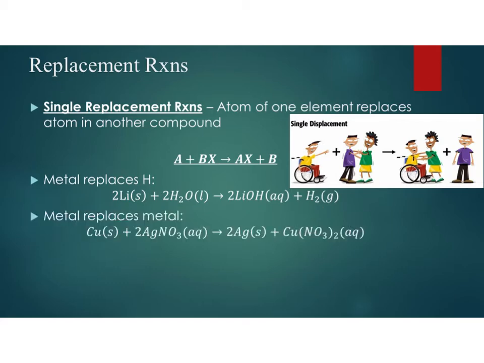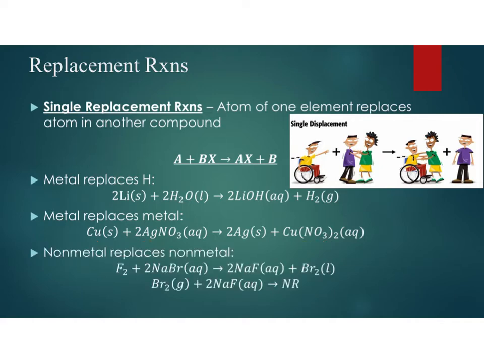We also have the case where a metal will replace another metal. So in this example, I have copper and I have silver nitrate. Copper is literally going to go in and replace silver. So that's going to boot silver out to be on its own. So I have silver by itself over here, and then I have my copper nitrate.